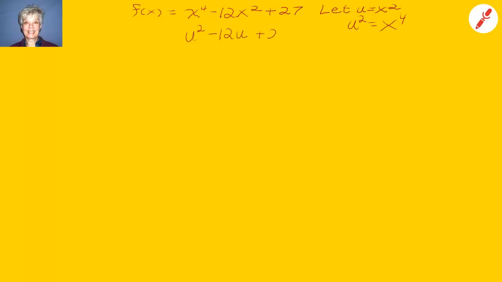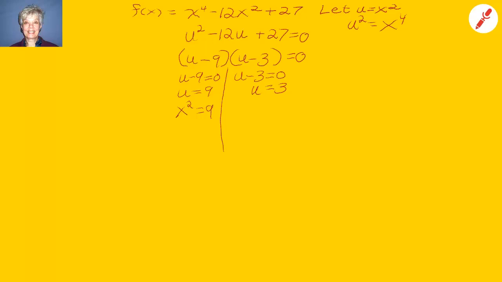So I can rewrite f of x. I really should have said f of u. F of u equals u squared minus 12u plus 27, which I can now factor, or you could use the quadratic formula with u. But the thing is that when something is factorable, factoring is so much easier and quicker. It's not easier, it's quicker. All right, as you can see, u is going to equal 9, and u is going to equal 3. But of course, the original function did not use u. It used x squared, or x. And u equals x squared, so I'm going to substitute again and solve these two little quadratic equations.